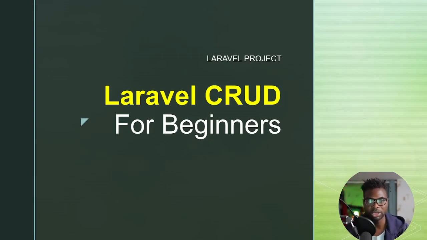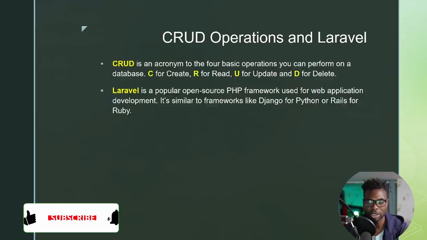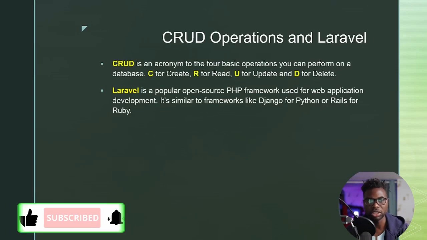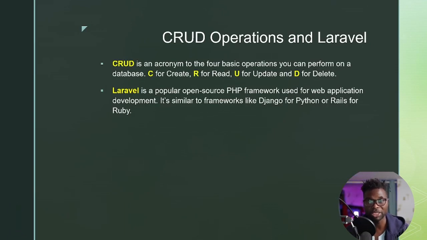My name is Setson. In today's video, we're going to look at Laravel CRUD for beginners. Alright, so let's look at what is CRUD and what is Laravel. So CRUD is an acronym for the 4 basic operations that you can perform on a database. So C is for create, R is for read, U is for update, and then the D is for deleting the data.